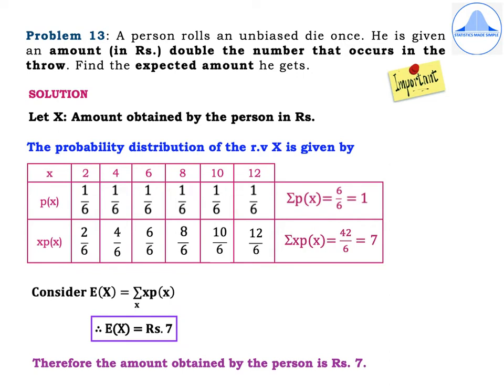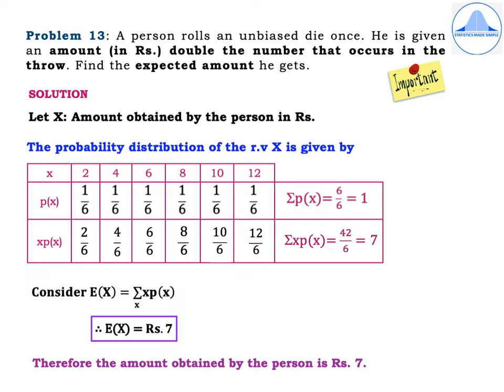Problem 13. A person rolls an unbiased die once. He is given an amount in rupees double the number that occurs in the throw. Find the expected amount he gets. So this problem is different. So understand the solution. Let's start the solution with: let X denote the amount obtained by the person in rupees.